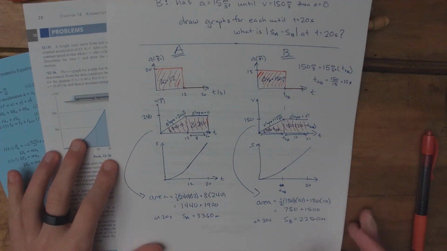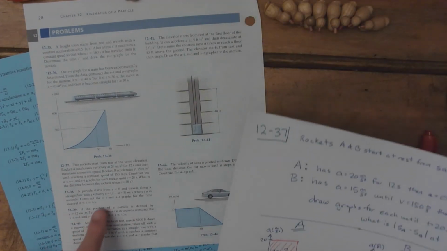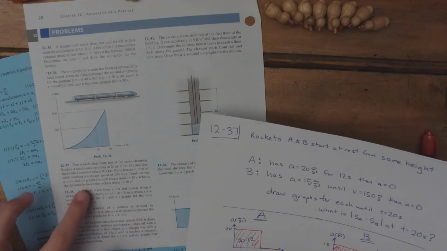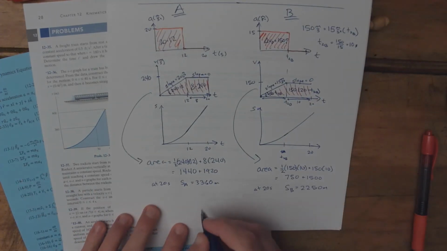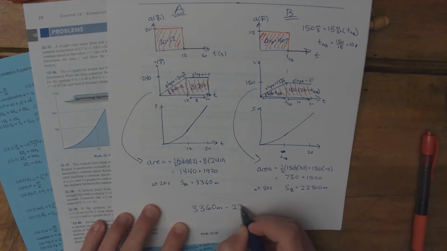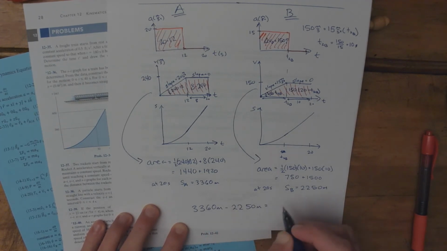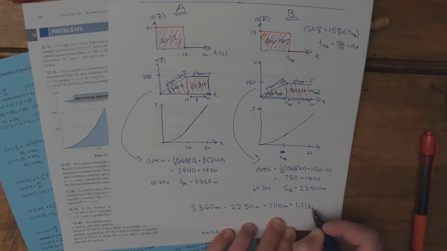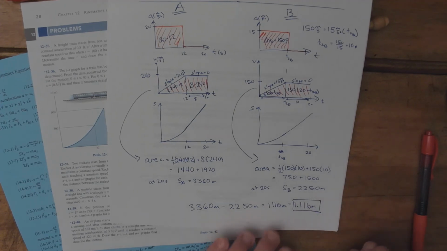They asked us to find what? What is the distance between the two rockets? So that would be 3,360 meters minus 2,250 meters, which is 1,110 meters, or 1.11 kilometers, with rocket A being higher than rocket B. And that concludes problem 37.